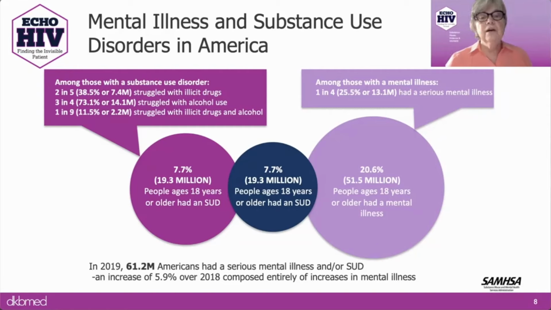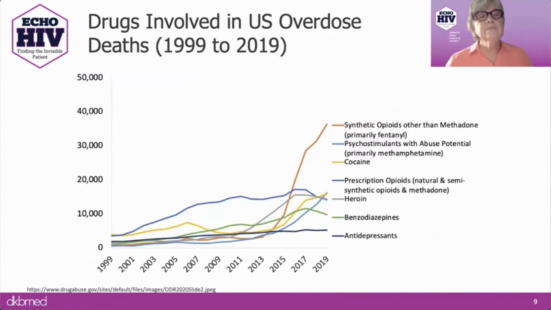There is a lot of overlap between these problems. And you can see that among those with substance use disorders, the most common substance use disorder was alcohol use. And 1 in 9 individuals struggled with both illicit drugs and alcohol. This just demonstrates the change over time in the drugs involved in US overdose deaths. And I think the main point here is looking at the dramatic increase with synthetic opioids such as fentanyl.